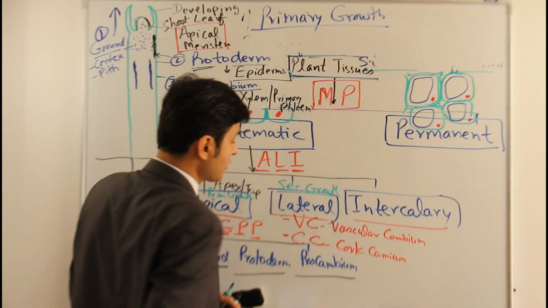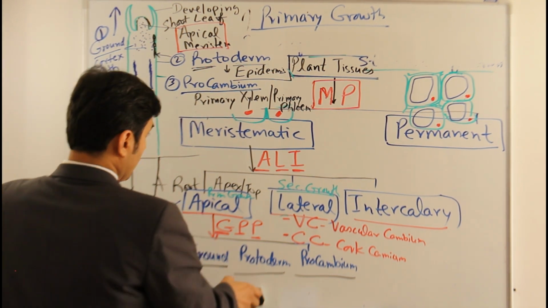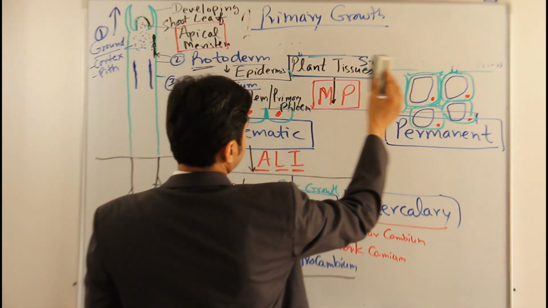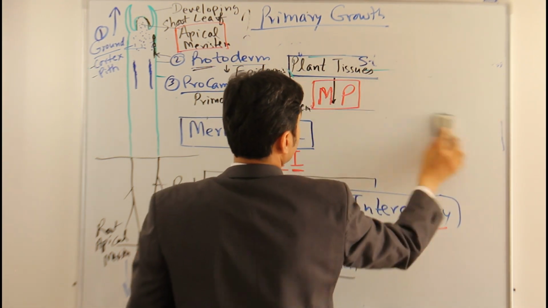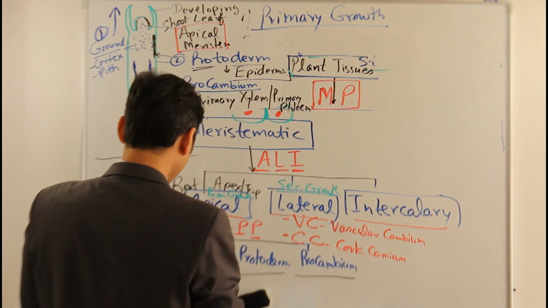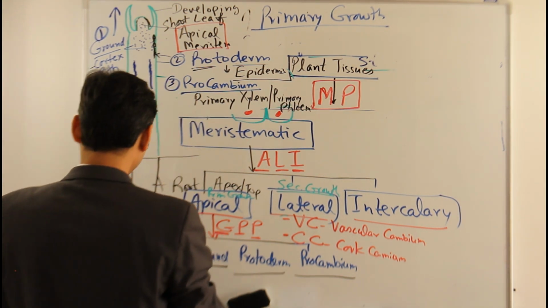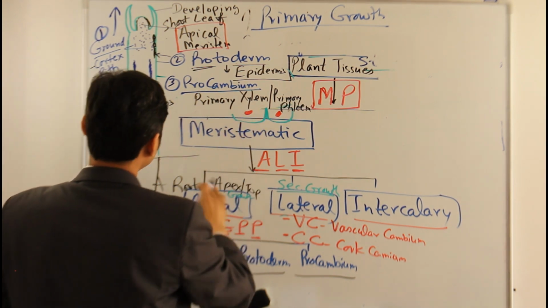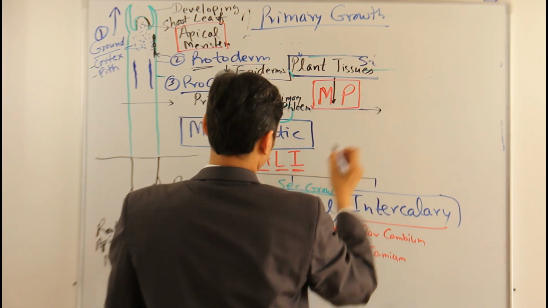Now, what is the function and what are these two types of cambium? Now, what happens? If I make the transverse section of this plant stem, I'll make it here. Let us see.